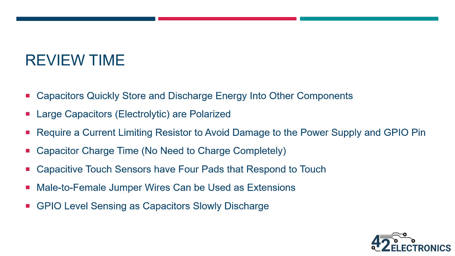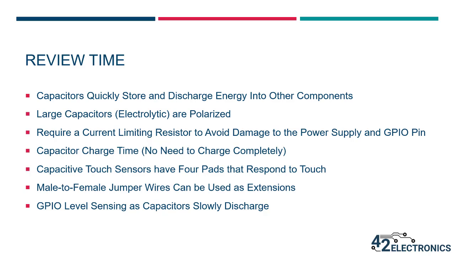Okay, before you move on to the next video, let's take a few moments and review the concepts we've discussed in the last 2 videos. In the last video, we talked about capacitors being able to quickly store and discharge energy into other components. There are different sizes of capacitors available. The 2200 UF capacitor in your kit can store 10 times the energy as the 220 UF capacitor in your kit. While smaller capacitors may not be polarized, larger ones, known as electrolytic, are polarized. So be sure to identify the negative of the capacitor by the gray band and place it in the circuit in the correct direction.